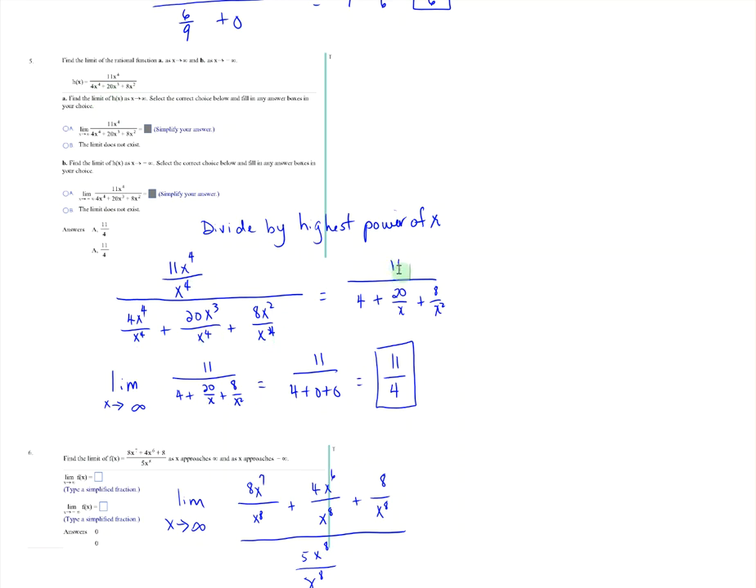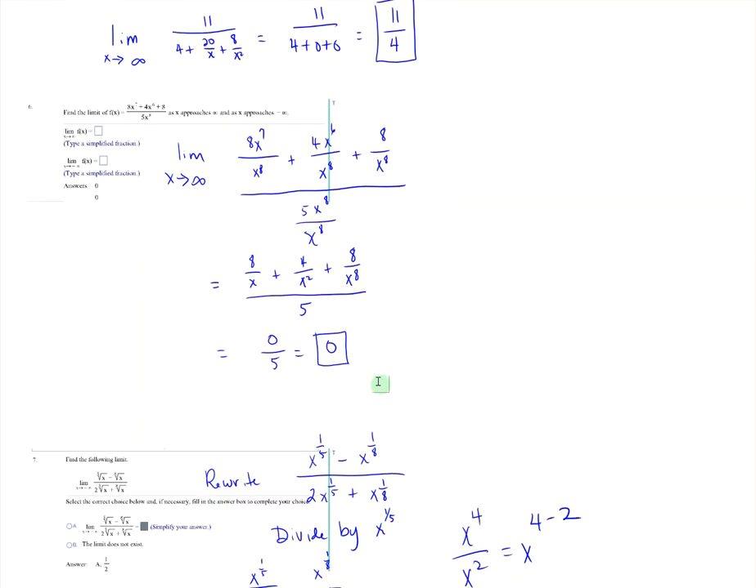That becomes 11. That becomes 4. This becomes 20 over x. And this becomes 8 over x squared. Now the limit as that goes to infinity is 11 over 4 plus 0 plus 0. So that is 11/4.